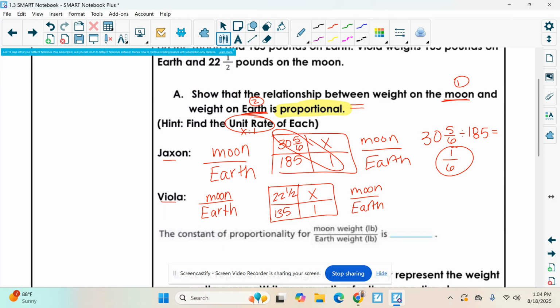Okay, how are we gonna solve? Cross multiply and divide it. So 22.5 times 1 is 22.5 divided by 135 gives me 1/6. What does that tell me? If they're equal, what do we call that in math words? Proportional.